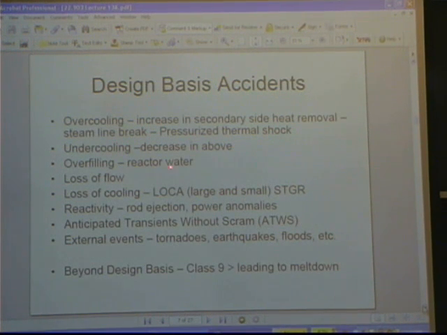Design basis accidents, we went over some of them. What we're going to do, I think, at the next lecture is look at some of these design basis accidents to see what are some of the important features that one needs to understand in some of these. And of course, the beyond design basis is the Class 9 leading to meltdown.